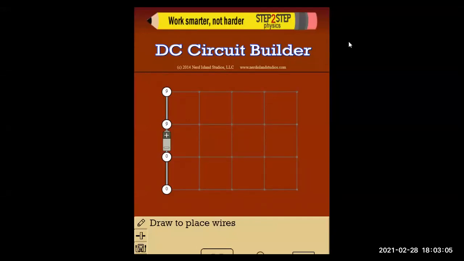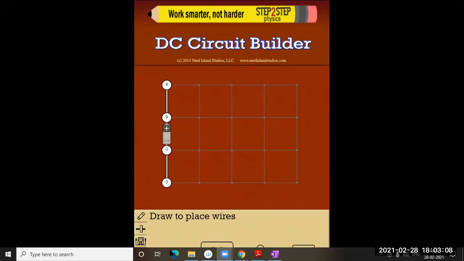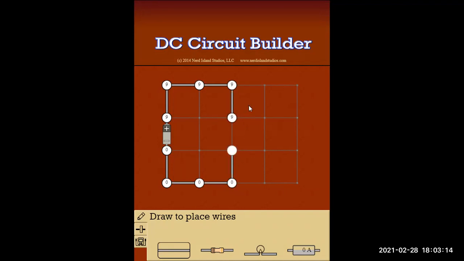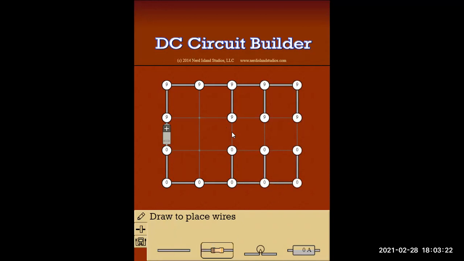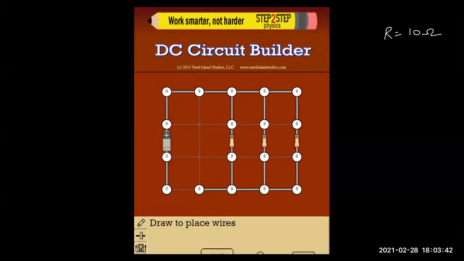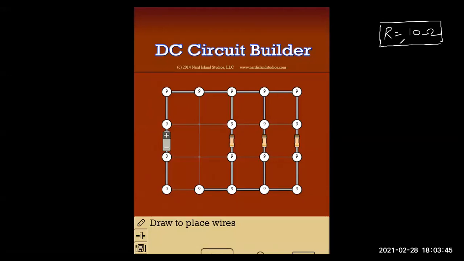So I'll draw some wires over here. Okay, is this making some sense to you? Now we have already found out the value of each resistor. What was the value of each resistor? R was 10 ohms, that we have seen. The value of each resistor was 10 ohms.